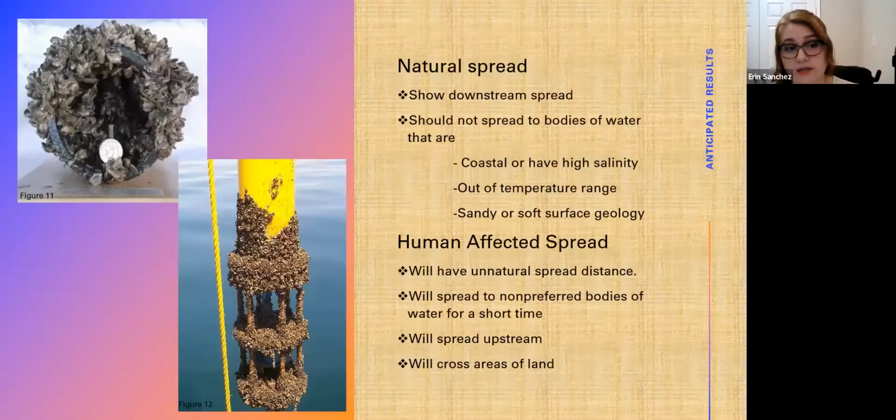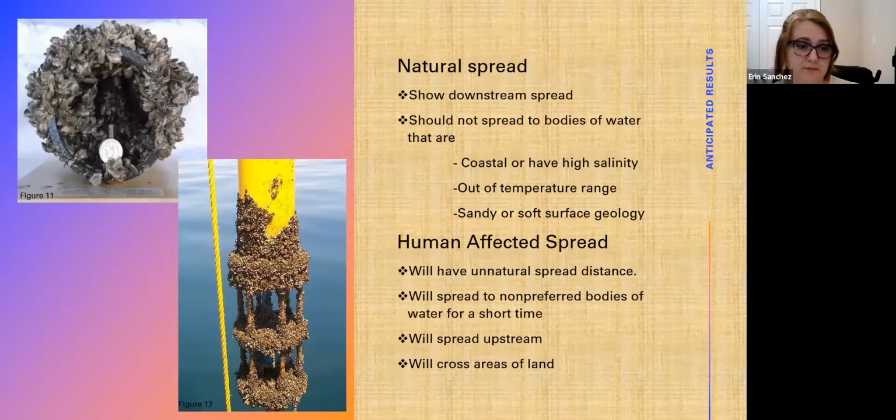The results I expect to see with a natural spread are that I expect to see the spread move downstream. Even though zebra mussel veligers can swim, they can't swim against currents. Their spread should also not move into bodies of water that are coastal or have high salinity. These mussels should not spread to environments where the temperature is out of range or where the surface geology doesn't provide enough solid surfaces for their attachment.